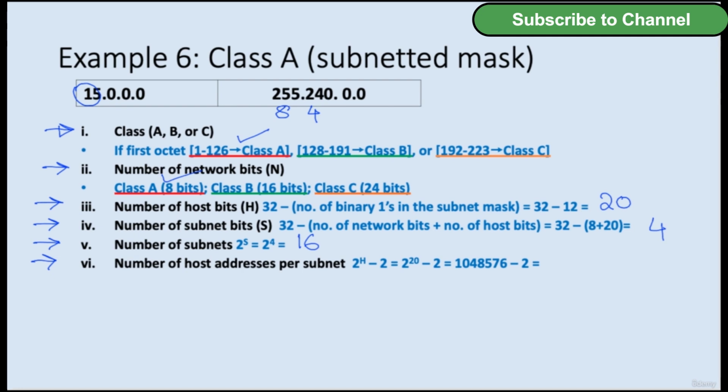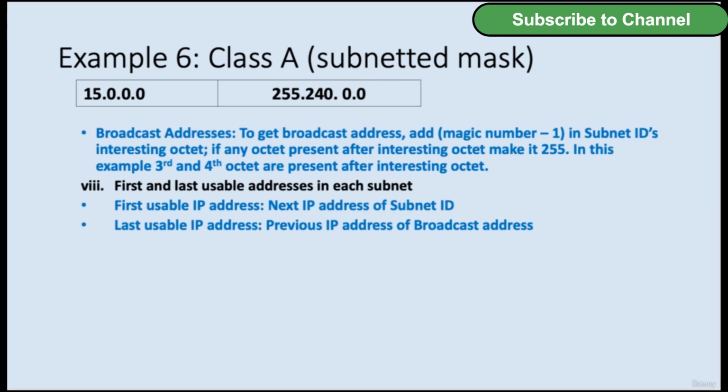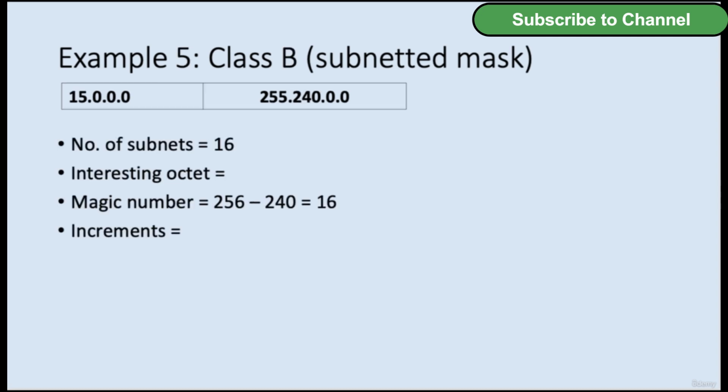And then number of host addresses per subnet, because the host bits are 20, we got 1,048,574, about 1 million host addresses in each of the subnetworks. Since the number of subnets is 16, we will have 16 subnet IDs, 16 broadcast addresses, 16 first usable hosts and 16 last usable hosts. We have calculated 16 subnets are present in this IP address and subnet mask scheme.